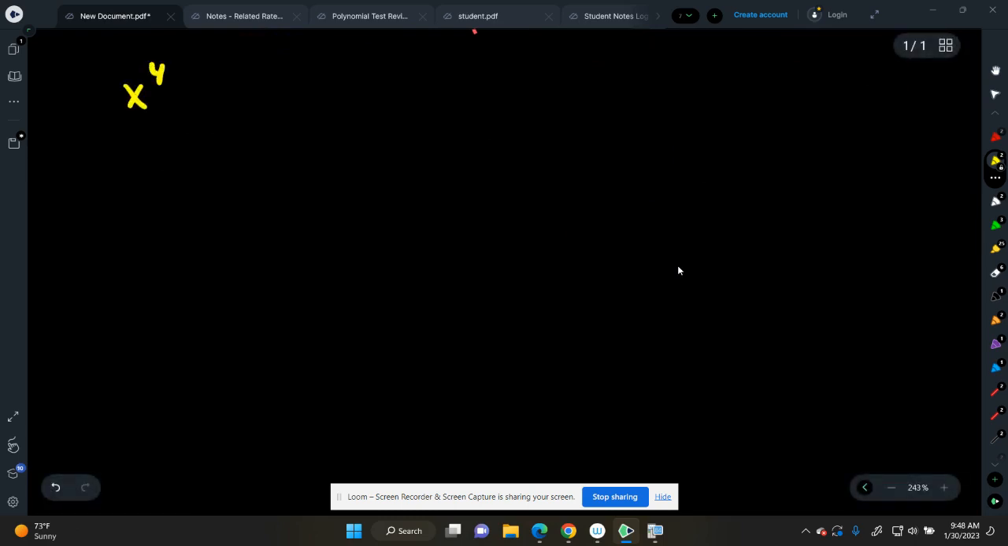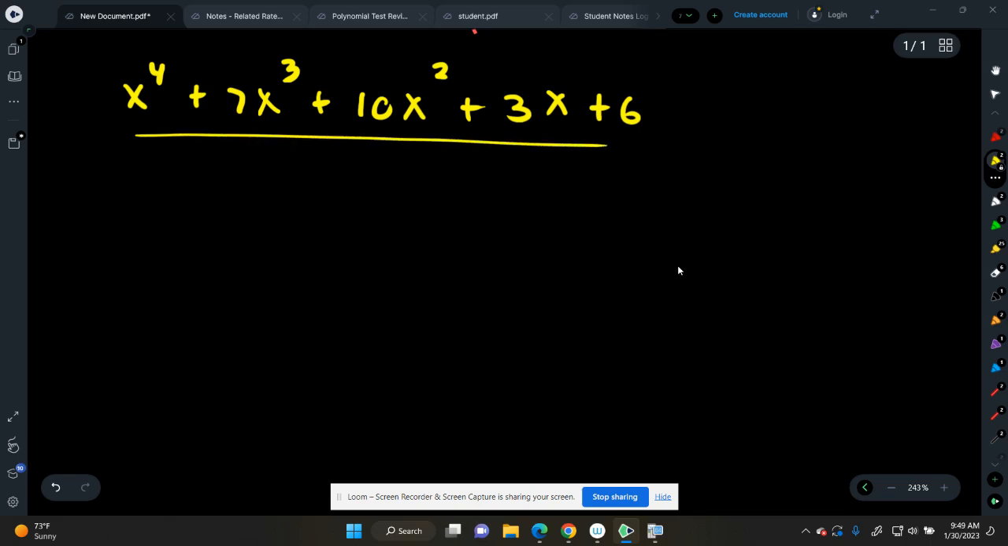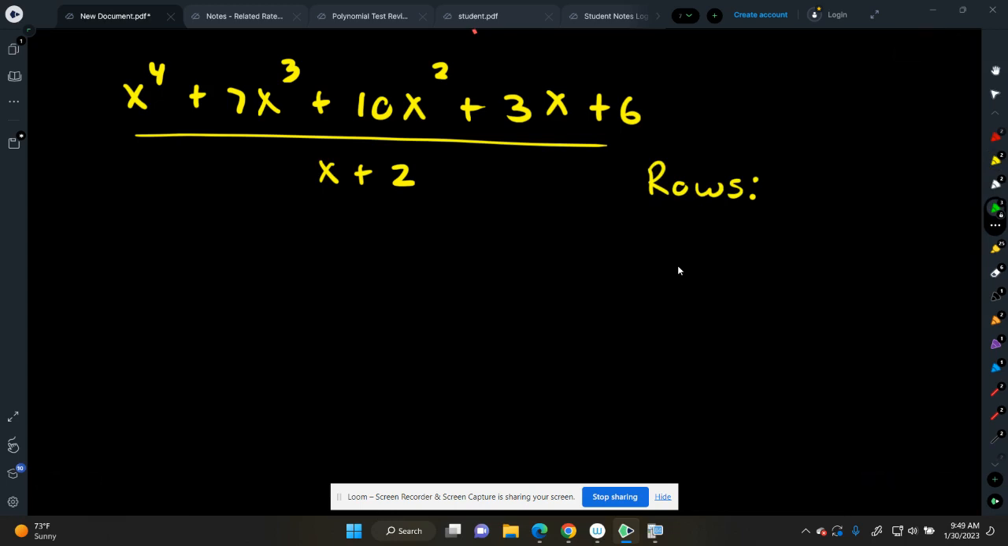x to the fourth plus 7x to the third plus 10x squared plus 3x plus 6, divided by x plus 2. Okay, we got to figure out our rows and columns again. Our rows, we look at the bottom. What's the exponent on the bottom? 1. So it's going to be 1 plus 1, which is 2.